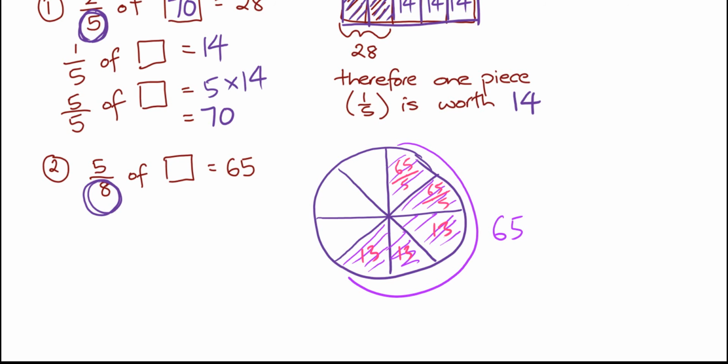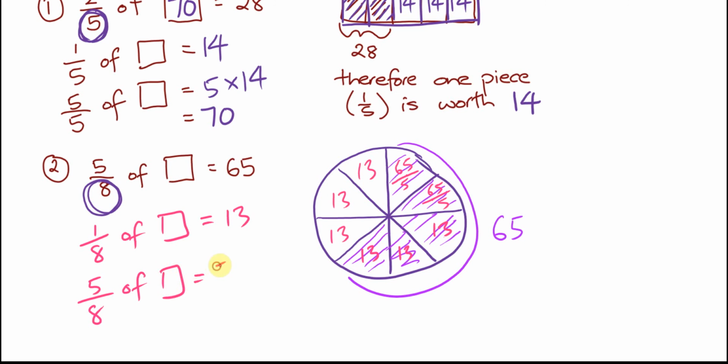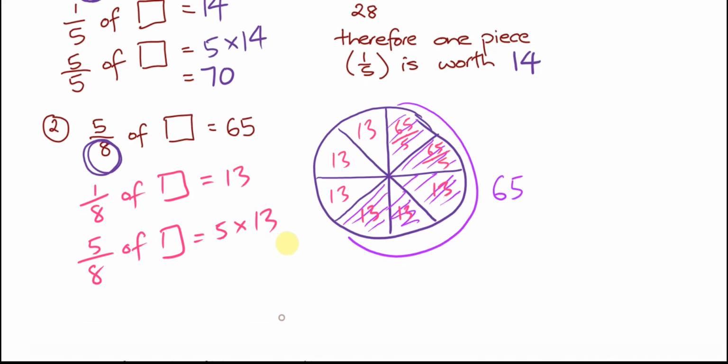So therefore each eighth would also be 13. Well, the whole thing, each eighth is worth 13. So if 1/8 of the total amount is equal to 13, then 5/8 of the total amount is equal to 5 times 13, which we know is 65.